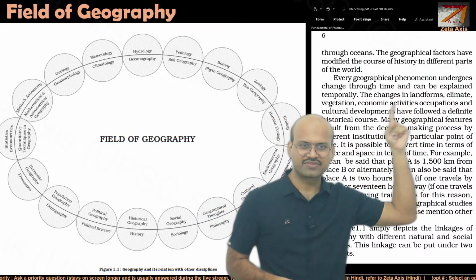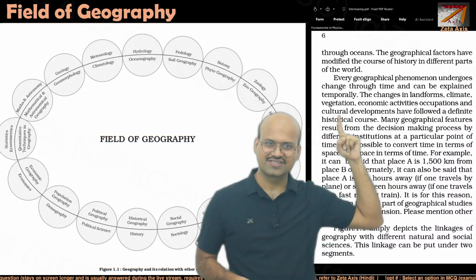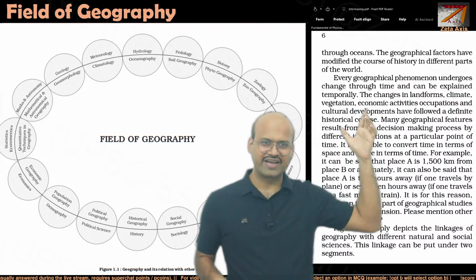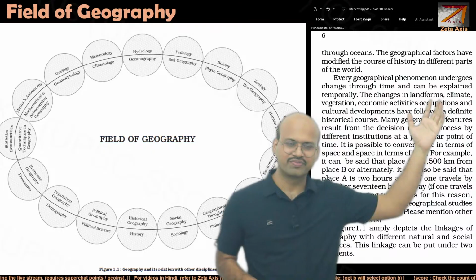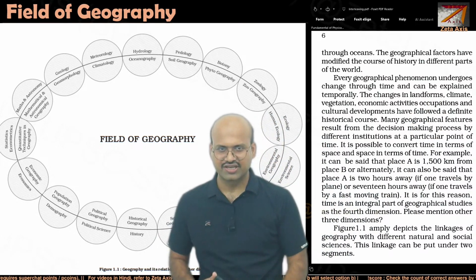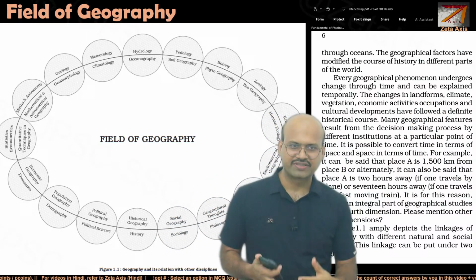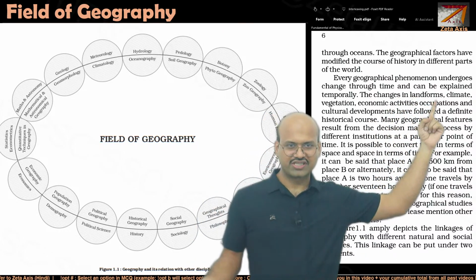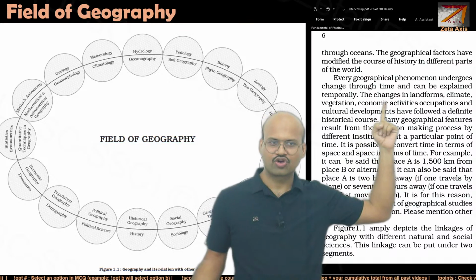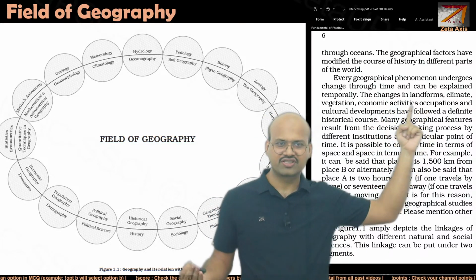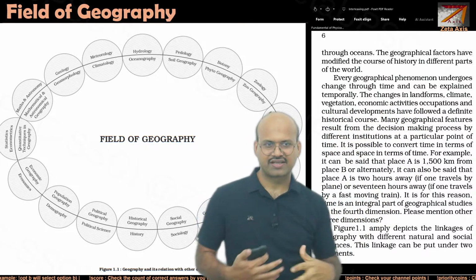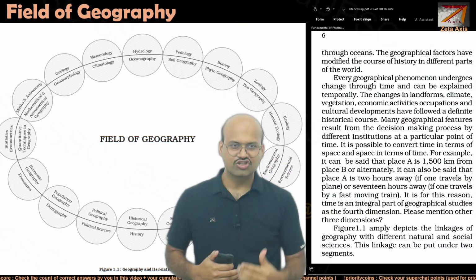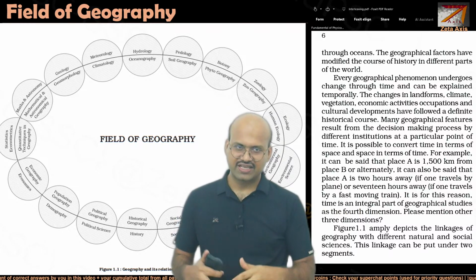The changes in landforms, climate, vegetation, economic activities, occupations, and cultural developments have followed a definite historical course. We know that vegetation in a region and landforms go through a cycle of erosion as well as upliftment or some tectonic activity. So landforms change over time. Climate also changes over time, vegetation also changes over time, economic activities also change over time, and occupations also change over time. Cultures also change over time. So we see that everything is affected by time as well as the region.